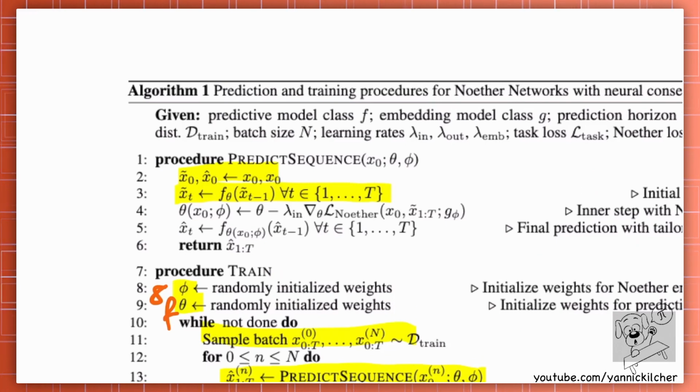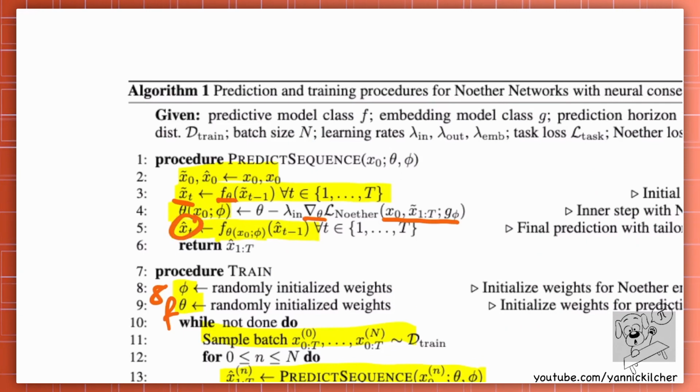Then I'm going to put all of these predictions into this Noether loss. I'm going to calculate the gradient. How do I need to update this f for this particular data point to make the g functions output more similar things? I'm going to obtain new parameters. Again, these are just temporary parameters. I'm going to use these temporary parameters to do another round of forward prediction, which gives me my final estimate.